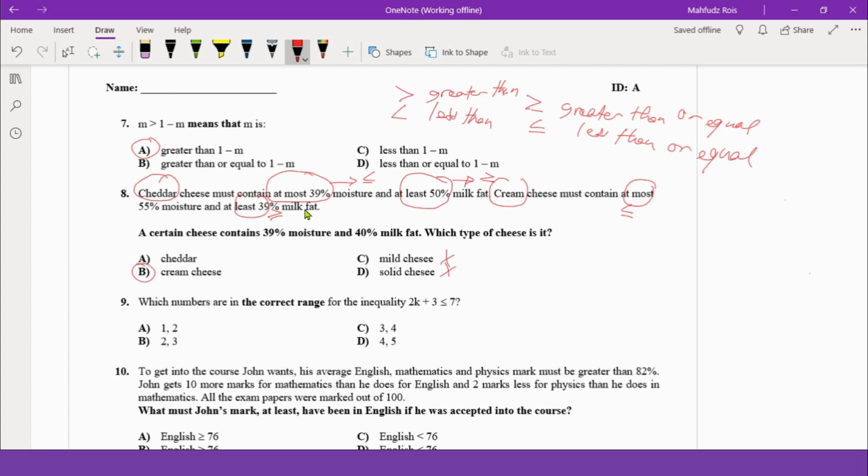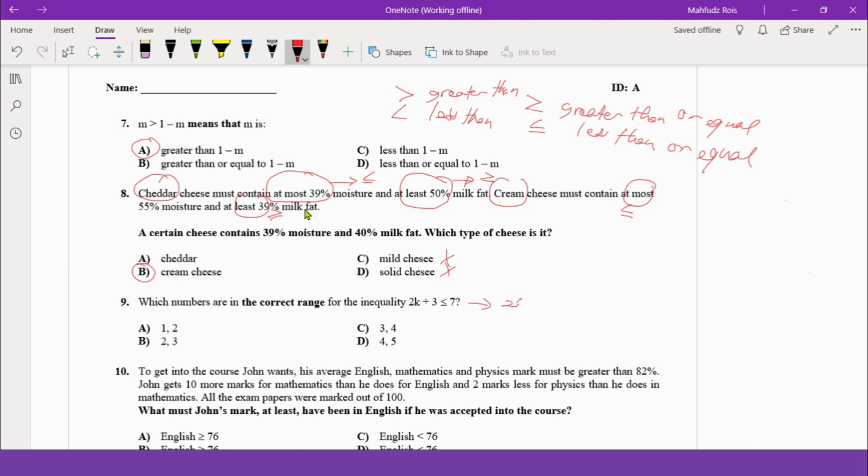But it contains 39%. Here the cream is at most less than 55, so 39 is still less than 55, so it's true. Which number is in the correct range for the inequality? Number 9. This one is easy to find the range of k.